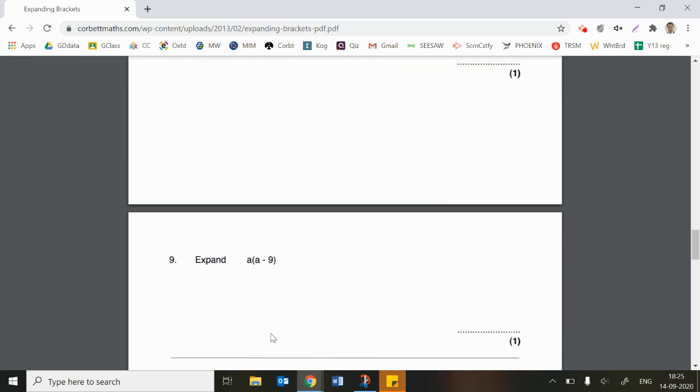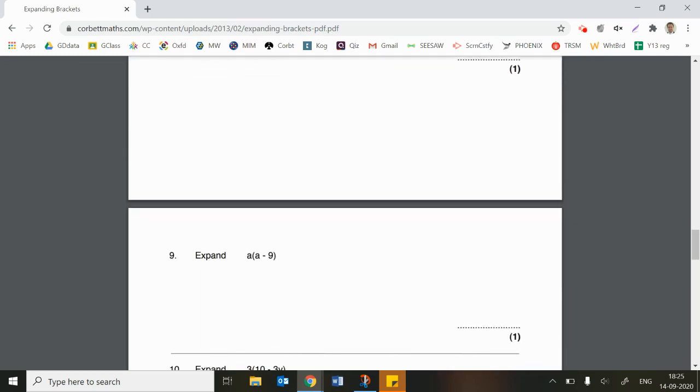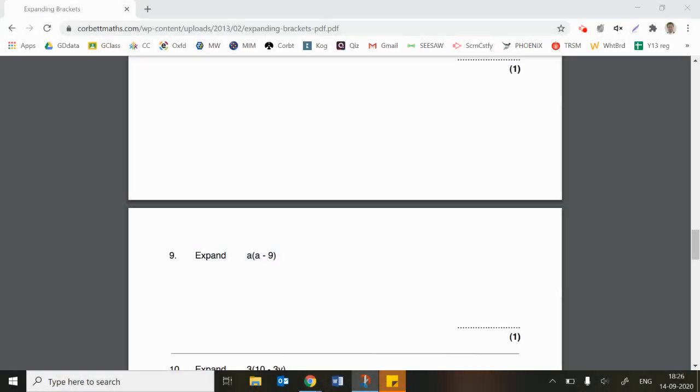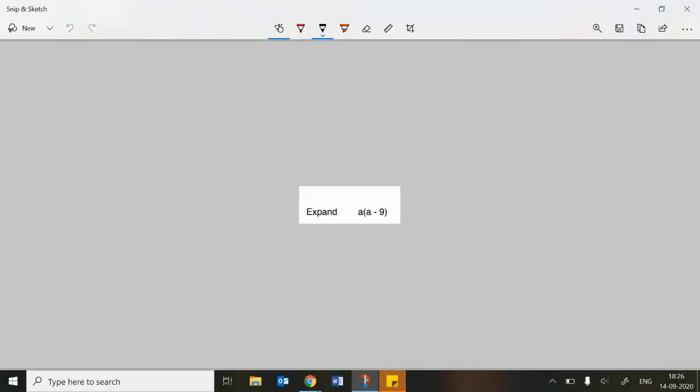that one's a good one. Number 9 is good there. So a and then a minus 9. Let's take that. Okay, let's take that one. Okay, so let's do this one. It says expand this, or another way of saying this is multiply out the brackets. So we're doing here a and then a minus 9.